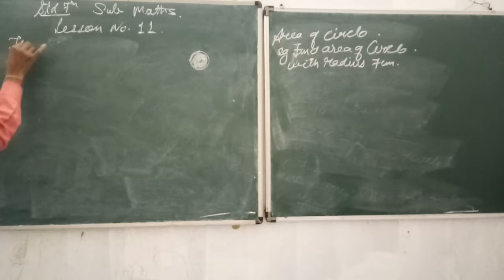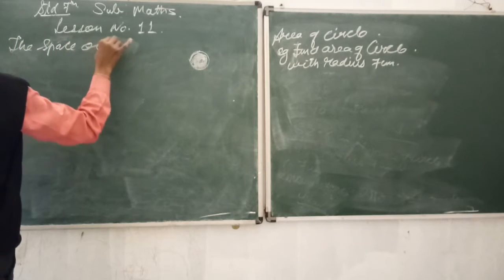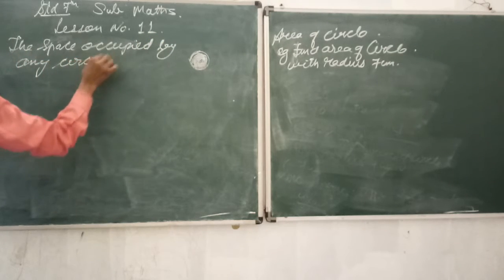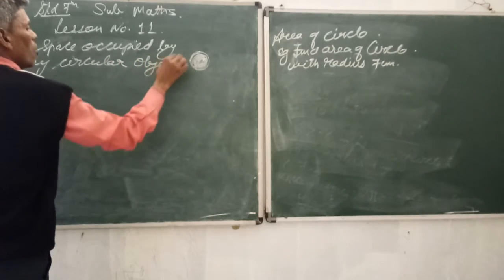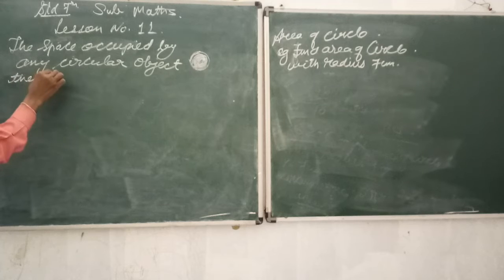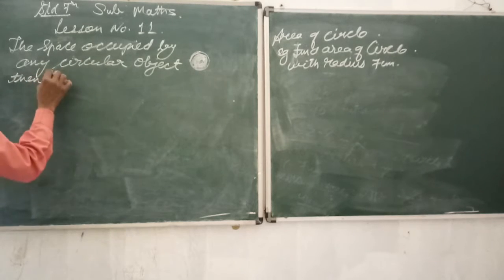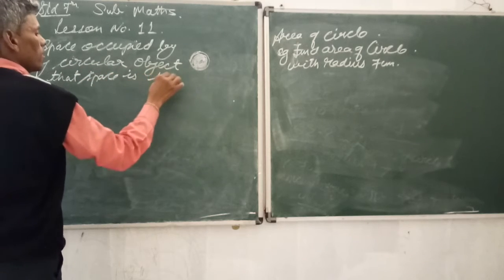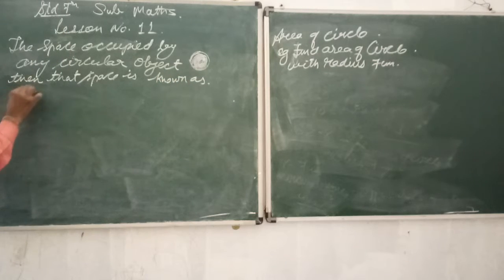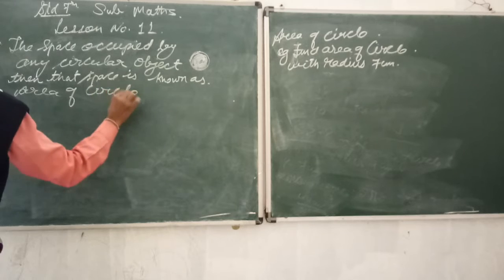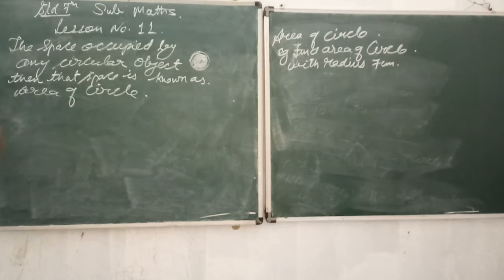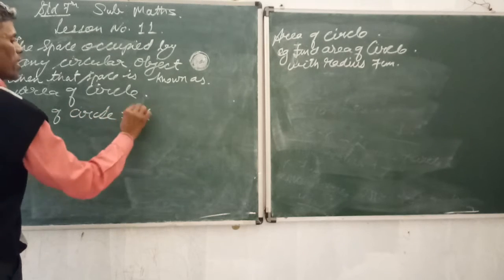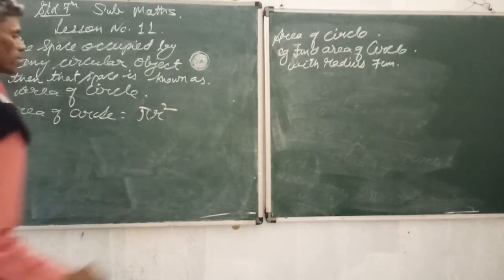The space occupied by any circular object is known as the area of the circle. The formula for the area of a circle is pi r square. This is pi r square.